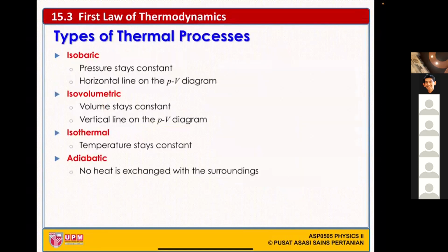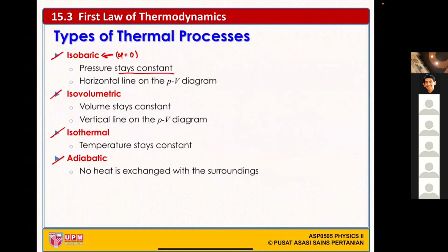Right? So dalam thermodynamics there's four thermal process which is panggil sebagai isobaric, isovolumetric, isothermal dengan adiabatik. So isobaric ni adalah proses thermal di mana pressure adalah constant. So bila kita sebut sebagai isobaric, P is constant atau the change in P is equal to 0. Kita boleh tulis pressure stay constant.